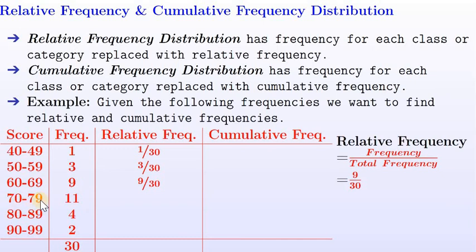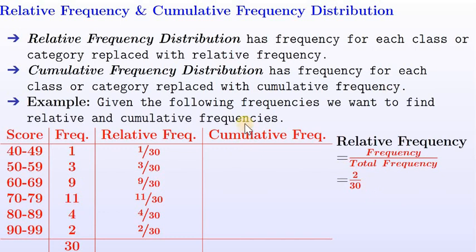Now, let's look at this one. So, it will be 11 over 30. Now, for this interval, it will be 4 over 30. Finally, for the last interval, the relative frequency is 2 over 30.